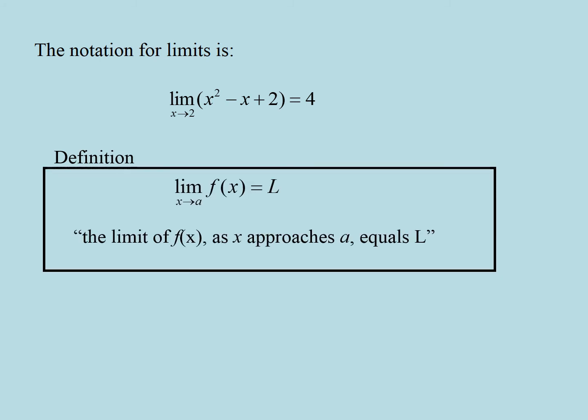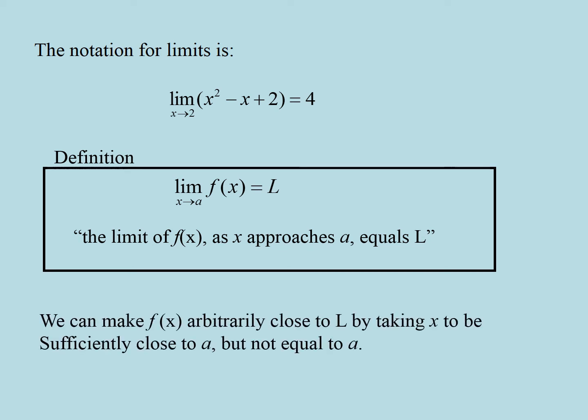Now the definition of a limit: the limit of f of x as x approaches a equals L, some number. That indicates that the limit exists. This means we can make f of x arbitrarily close to L by taking x to be sufficiently close to a, but not equal to a.